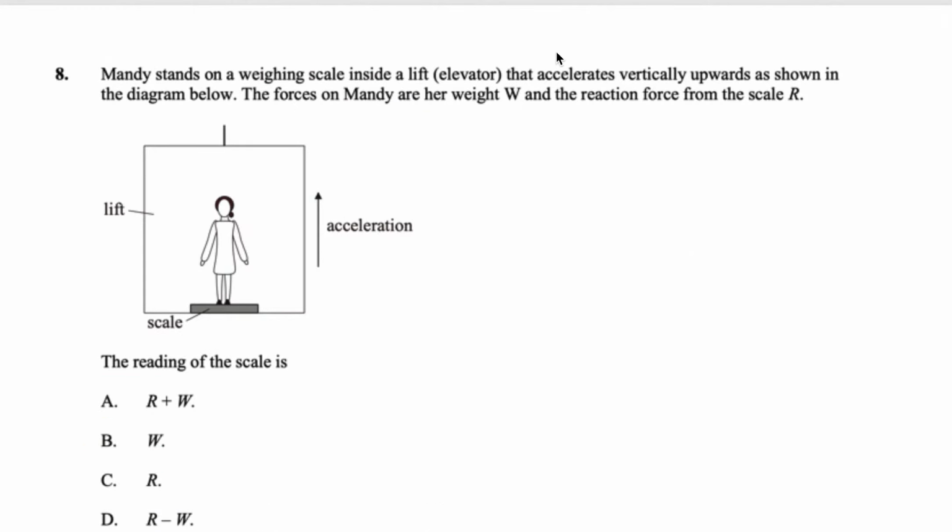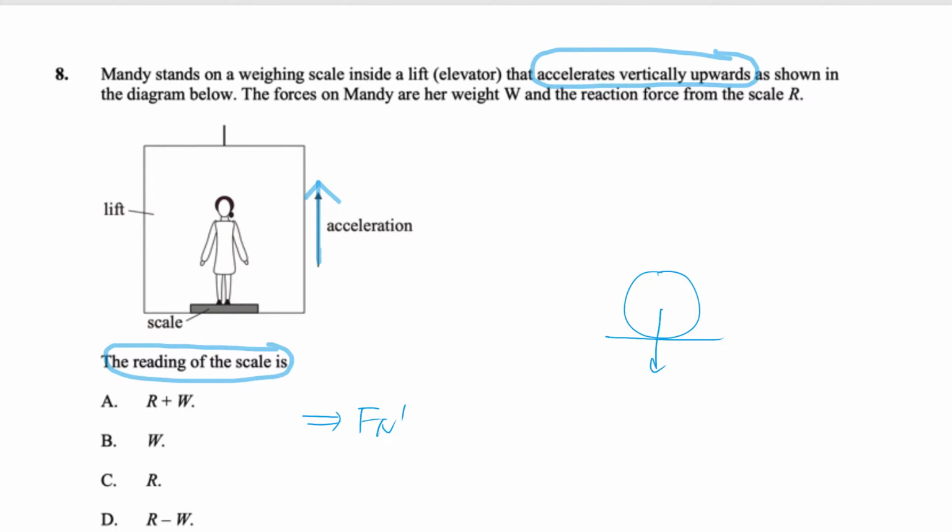Now let's have a look at question 8. Yeah, question 8 again highlights the keywords. You don't need to read the entire thing. Okay, so accelerate vertically downwards. They accelerate vertically upwards. So this is the direction of acceleration. They ask you the rating of the scale. Okay, you need to know what is the rating of the scale. Okay, the rating of the scale tells you the reaction force of the normal force. They just ask you this Fn dash. Yes, that's what they're asking. So you have a person standing here, the weight force going down, the normal force going up.